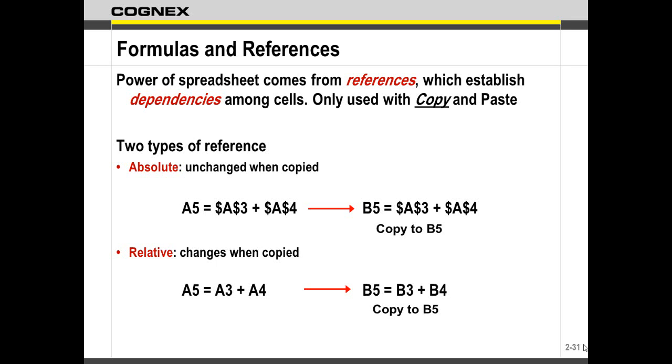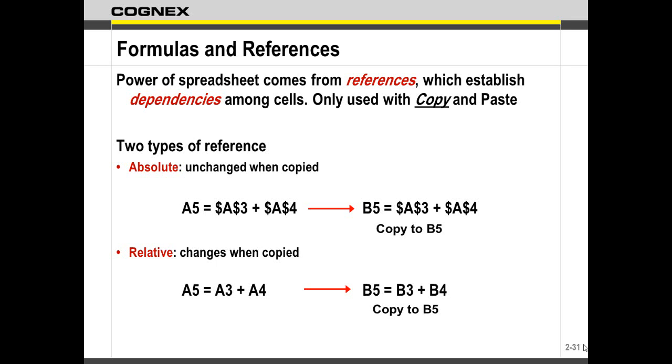How it works is, if you have a $ sign in front of the column and/or row, it means when you copy that value to another cell, it stays exactly what that is. If I have sitting at A5 the absolute reference of A3 plus the absolute reference of A4, and then I copy it to B5, I'm still looking at A3 and A4. They haven't changed. They have not moved.